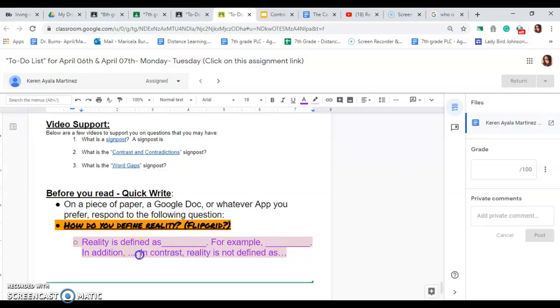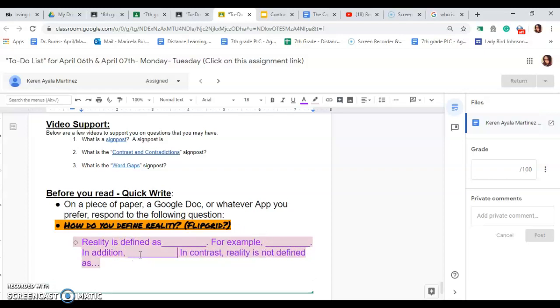In addition, and this is a lot like how you would see when you write in an essay, how you would see the format. In contrast, reality is not defined as, what is it not, basically? What is it not defined as? So then you would just fill in the blanks here, fill in the blank here, fill in the blank here, fill in the blank here, and you're done with this. Or you can come up with your own sentence.